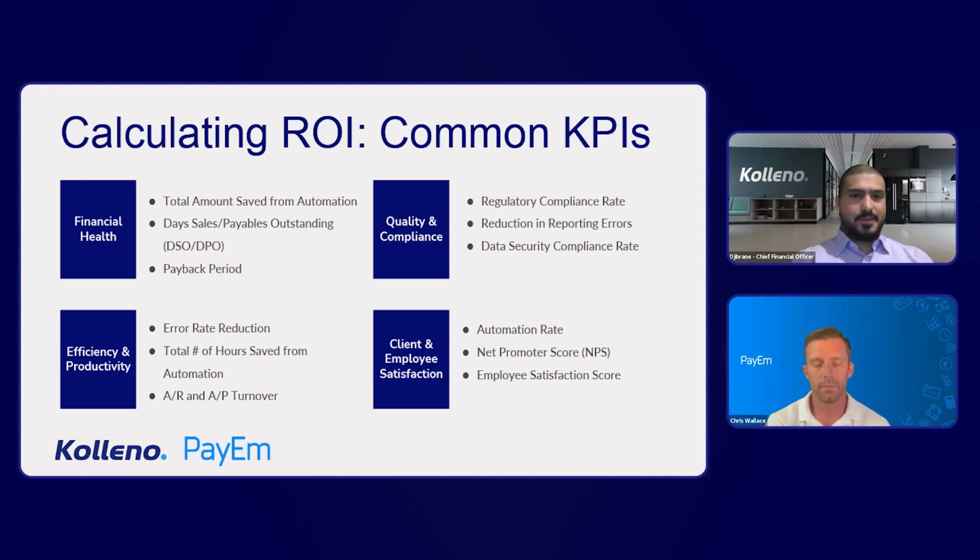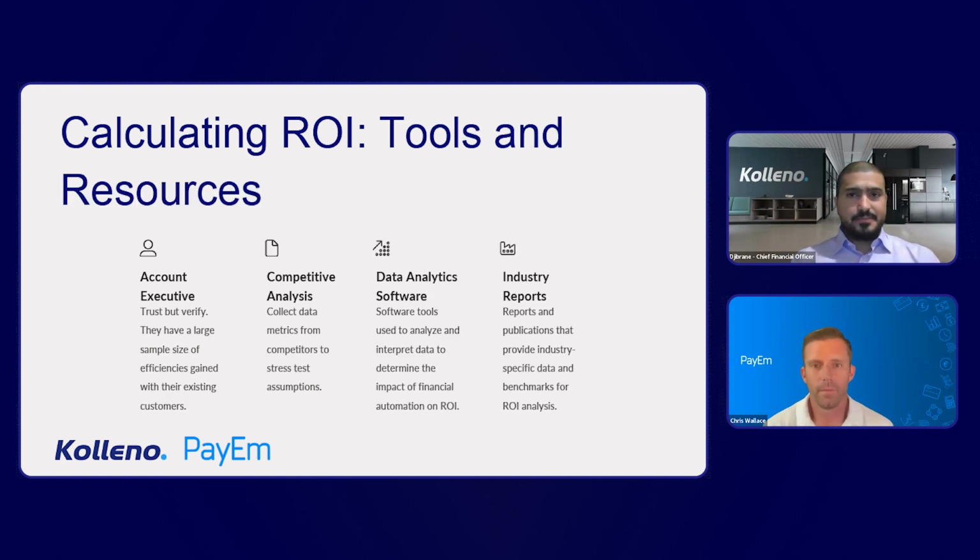Yeah, couldn't agree more. And taking a step back, we've talked through some of the key elements as we're calculating ROI, some of the common KPIs. That really begs the question: as you're going through this process, as you're trying to put these estimates and KPIs together, what are some good tools and resources that firms can use to help them navigate this?